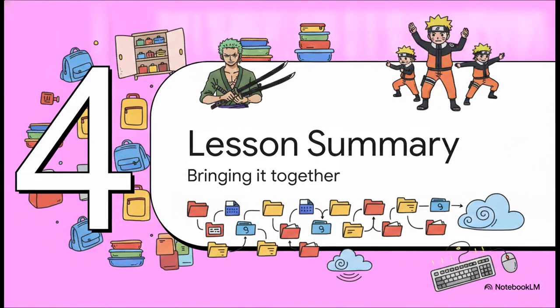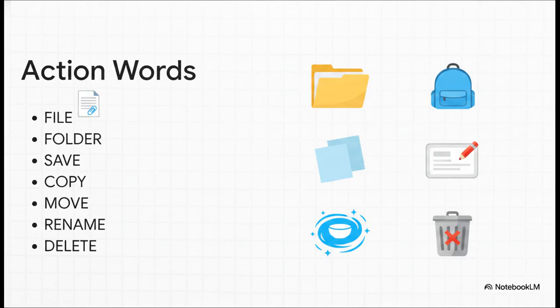All right, Section 4, today's lesson summary. Let's bring everything we've talked about together. So, to recap, a file is one saved item. A folder holds files together and can even hold smaller folders inside of it. Save means keeping your work somewhere. Copy duplicates a file, keeping the original safe while creating a brand new copy. Move relocates a file completely with only one copy remaining. Rename simply gives a file a clearer name. And delete, while that usually gives you a second chance through the trash before anything is truly gone forever.